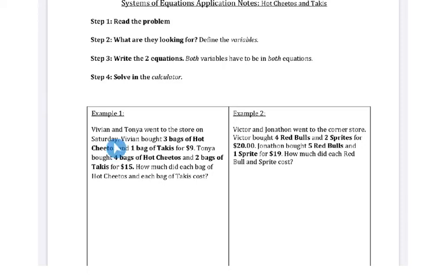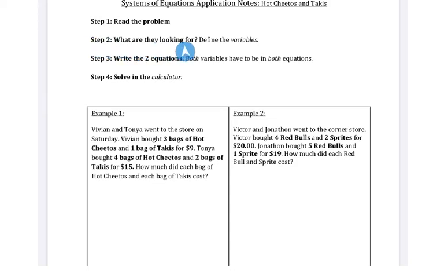So in our first example, it says Vivian and Tanya went to the store on Saturday. Vivian bought 3 bags of hot Cheetos and 1 bag of Takis for $9. Tanya bought 4 bags of hot Cheetos and 2 bags of Takis for $15. How much did each bag of hot Cheetos and each bag of Takis cost?